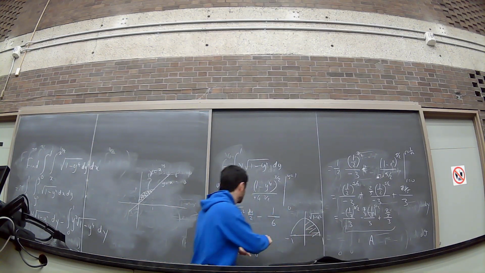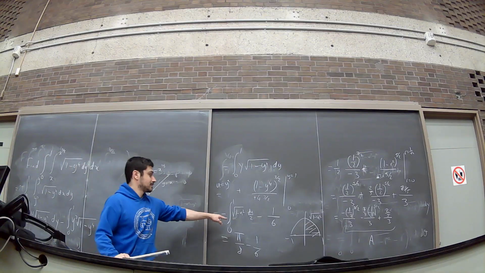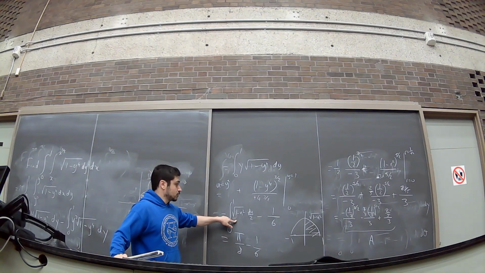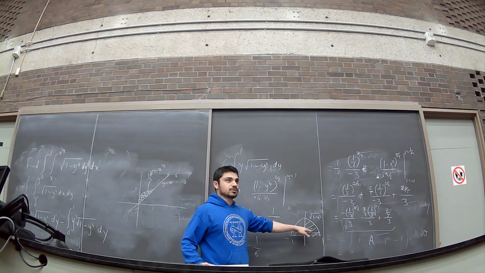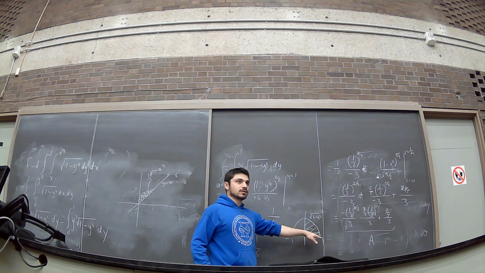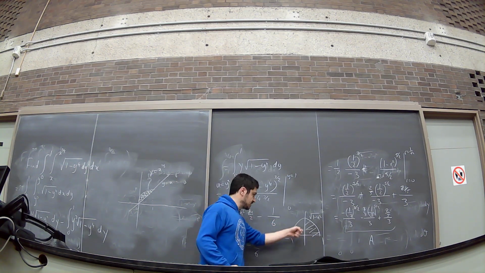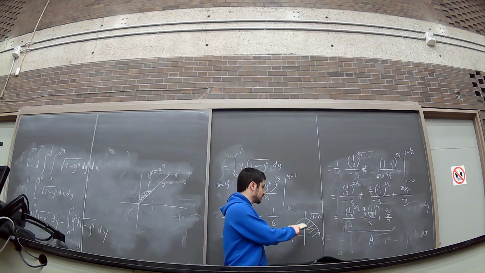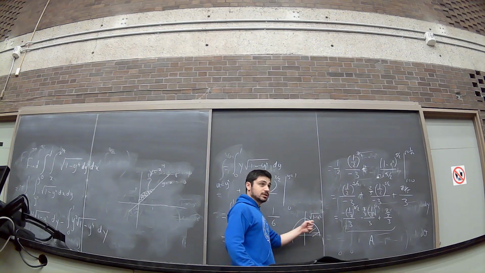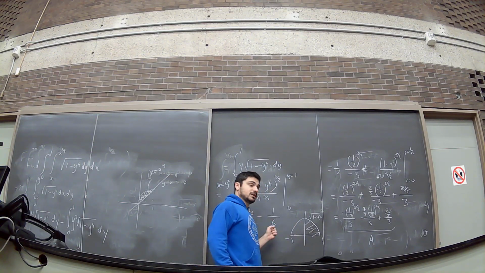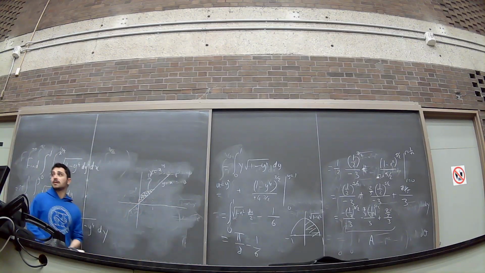All good? Where is it? Here. You agree that this is the quarter of a circle, right? From 0 to 1. Now the integral from 0 to 1 of square root of 1 minus u squared du is the area under this quarter of a circle. What is the area of a quarter of a circle of radius 1? Pi over 4. You divide by 2. Pi over 8. Yes?